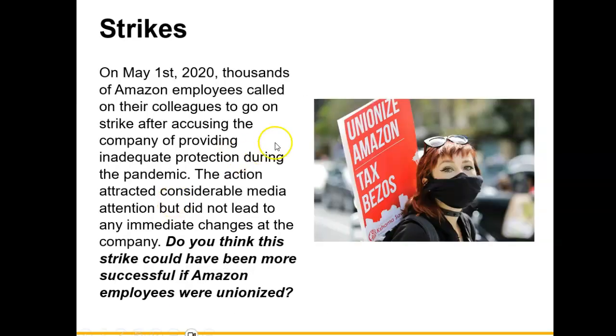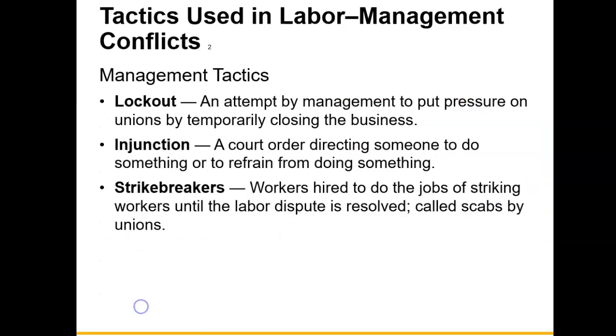So on May 1st, 2020, thousands of Amazon employees called on their colleagues to go on strike after accusing the company of providing inadequate protection during the pandemic. The action attracted considerable media attention, but did not lead to any immediate changes at the company. Do you think this strike could have been more successful if Amazon employees were unionized? So Amazon employees are not part of a union, but they still want to go on strike to express their concerns. Okay.